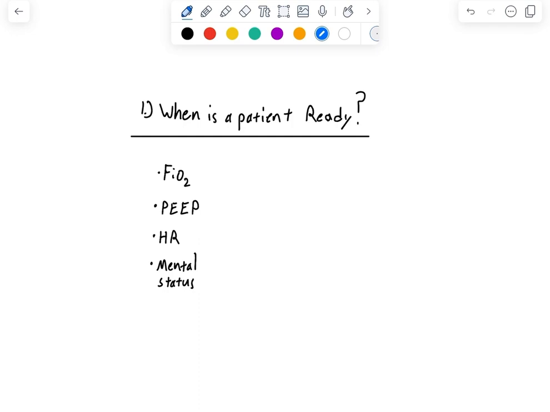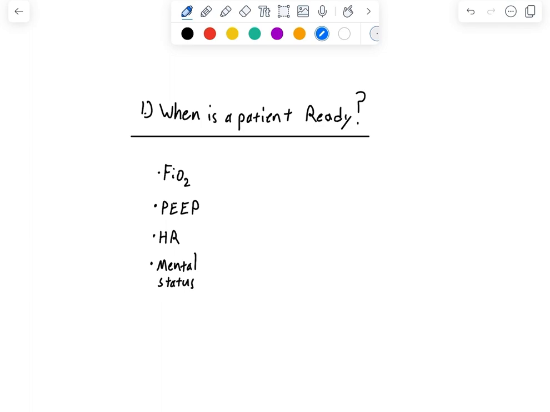So the first question is, when is a patient ready for an SBT? How do I know that I can even suggest to my attending that a patient is ready for a spontaneous breathing trial? All right, and here's a few criteria that will kind of explain when a patient is ready. Now, again, this can be a little different depending on the attending, maybe the institution, but I think in general, this is a good amount of information to start, okay?